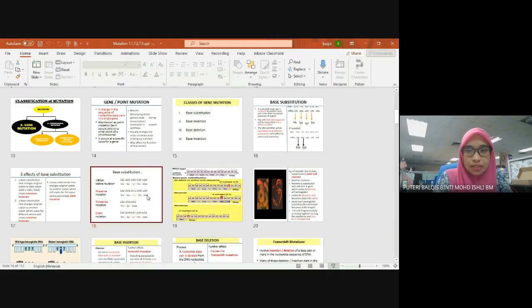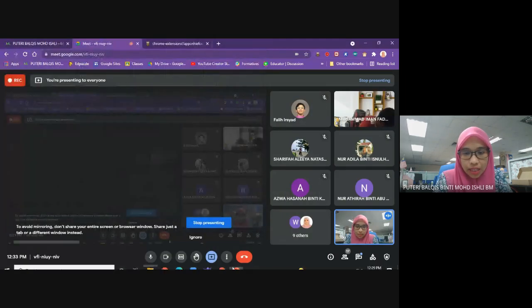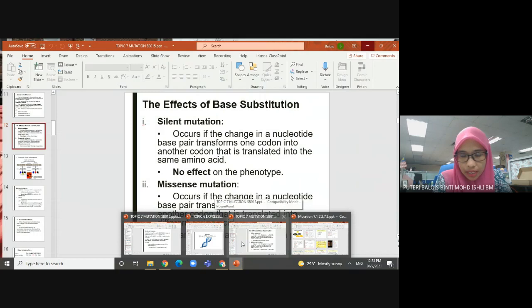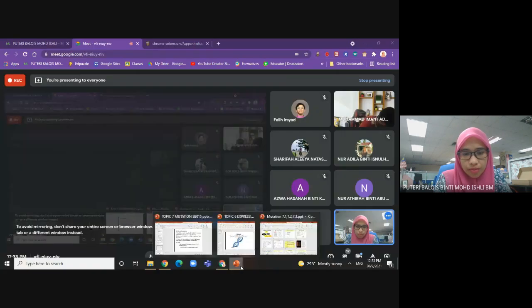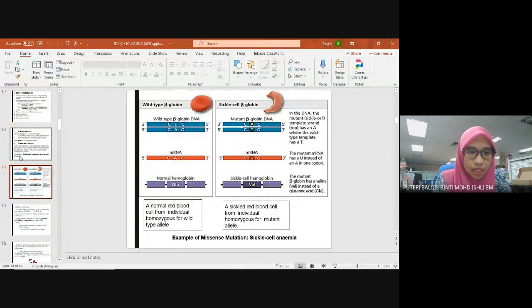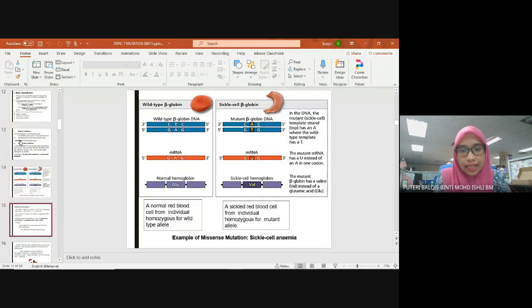So saya stop sini saja. Sebab saya nak awak baca dulu apa itu sickle cell anemia. Saya nak awak baca dulu sickle cell anemia, apa effect of missense mutation. So minggu depan kita akan sambung sickle cell anemia.